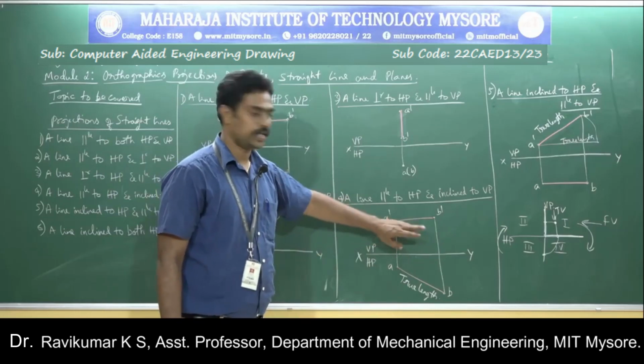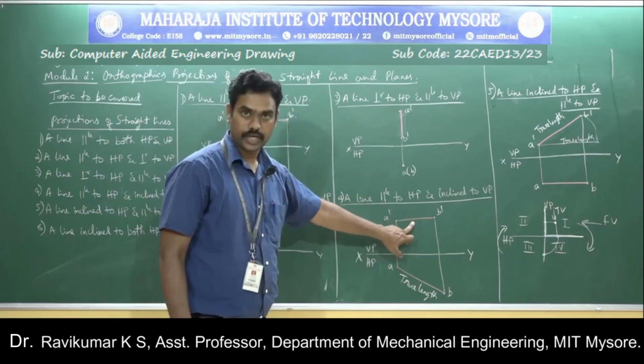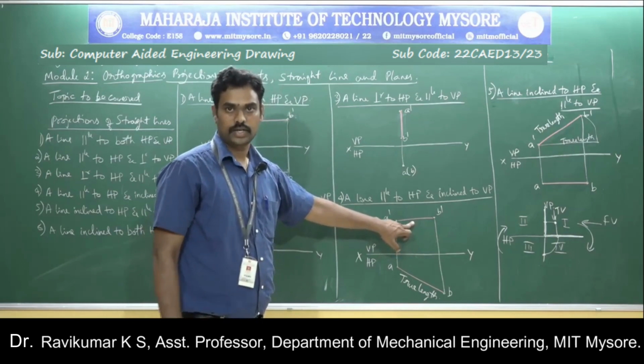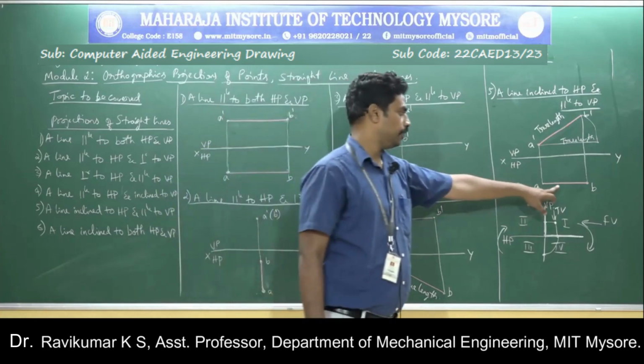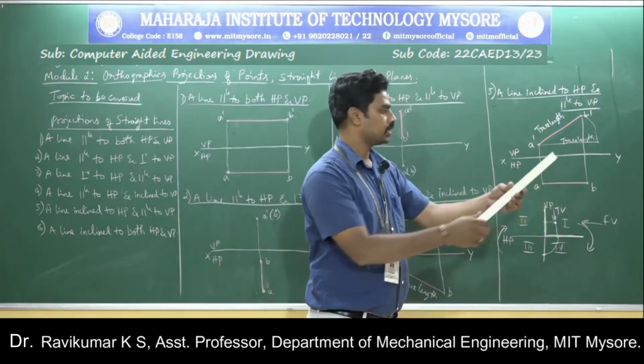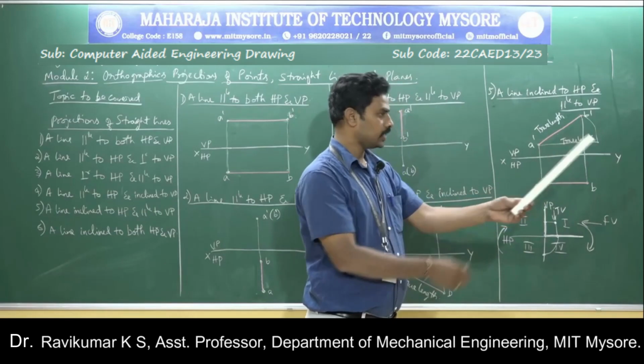If a line appears straight, look here: A dash, B dash is appearing straight. It is not exactly straight. It is just appearing straight in the view. Similarly, this AB is not exactly straight, because this is the case.